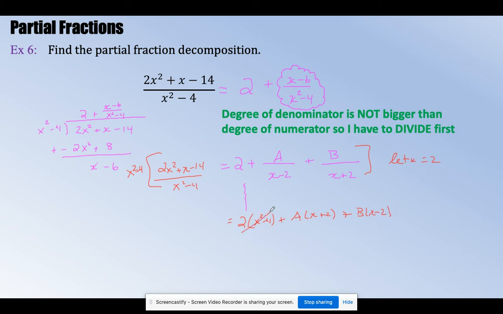So that's going to terminate this one. And that's going to terminate this one. And over here, you just have 2x squared plus x minus 14. And when you put 2 in, right, you're going to get 2 times 4, which is 8, plus 2, which is 10. 10 minus 14 is negative 4. 2 plus 2 is 4.